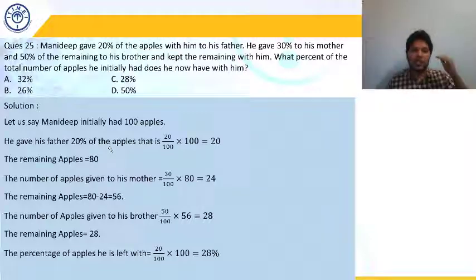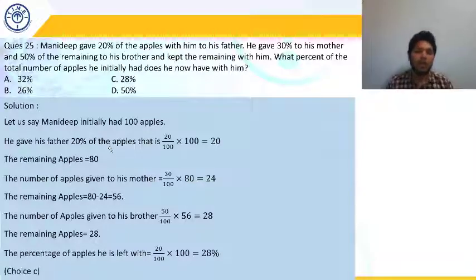Out of these 56, half of the apples or 50% he is going to give to his brother, and 50% he will keep with himself. So 28 he is going to keep with himself. So 28 is what percent of 100? Because initially he was having 100 apples. So 28 is 28% of 100. The answer is going to be 28%, or option C. I hope this question is clear to all of you. Right? So let's move on to the next question.